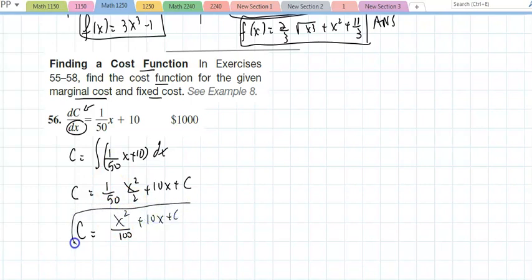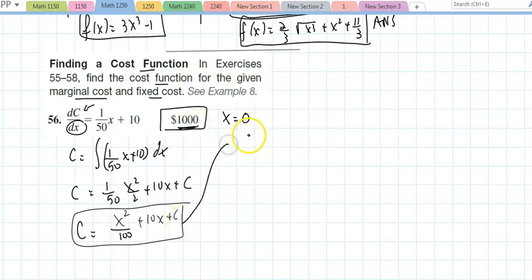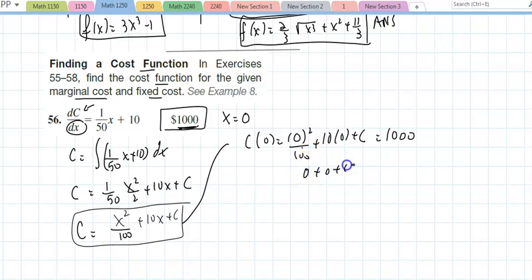Now, the fact that they told me the fixed cost is 1,000, that means when you have 0 units, the fixed cost is always 1,000. I will say c of 0 is 0 squared over 100 plus 10 times 0 plus c, and that should equal 1,000. Well, that's 0 plus 0 plus c equal 1,000, which means c is 1,000.